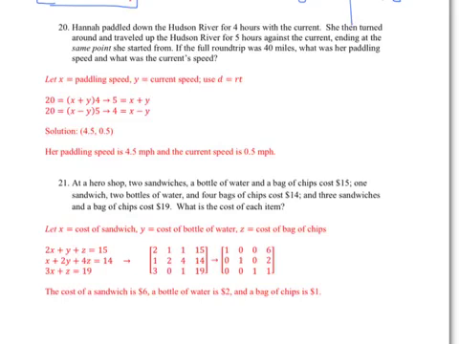Problem 20 says Hannah paddled down the Hudson River for 4 hours with the current. So she's paddling this way to move her that way, and the current is helping her out. Then she turned around and traveled up the Hudson River for 5 hours against the current. So now she's traveling this way, but the current is still pushing this way.